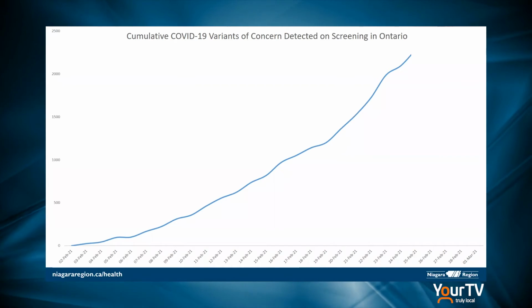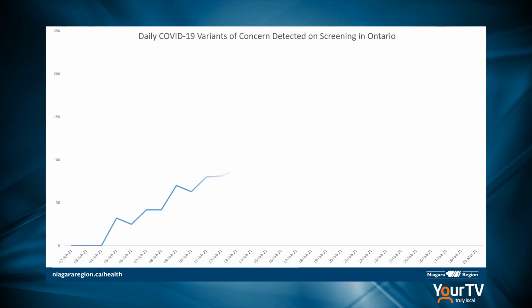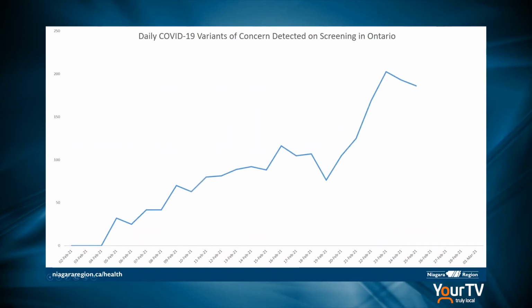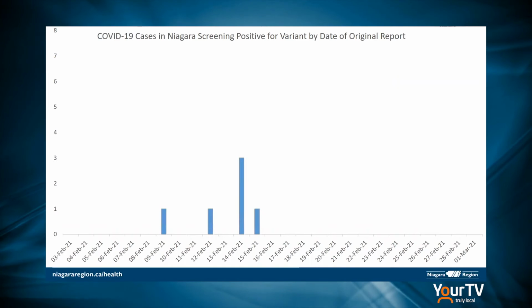And if we go to the daily cases, I think you can get an even better sense of that here in Ontario, where it's a little bit noisy. This is a 3-day rolling average just to try and smooth that out. But you can see that every day we seem to be seeing more and more variants being reported in the province as part of the daily case count. In Niagara, we had 6 positive screens for the variant at that time. And this is what it looks like over time.